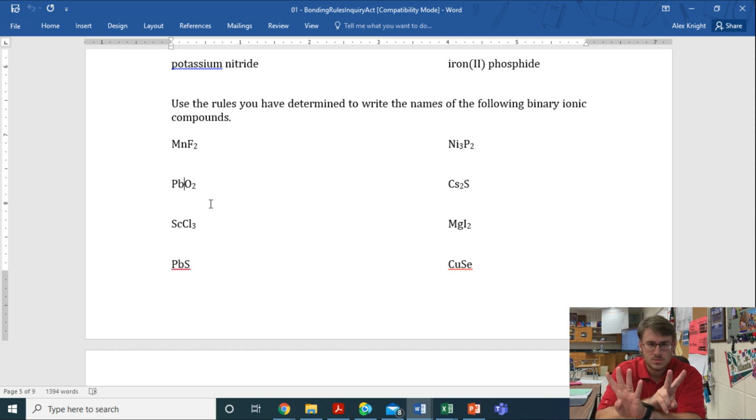Crisscross down. So it should be Pb2O4. But wait, those numbers reduce. 2 over 4 reduces to 1 over 2. So PbO2.